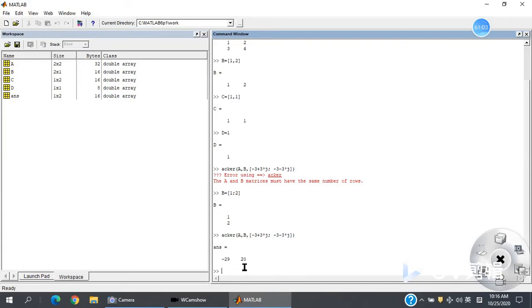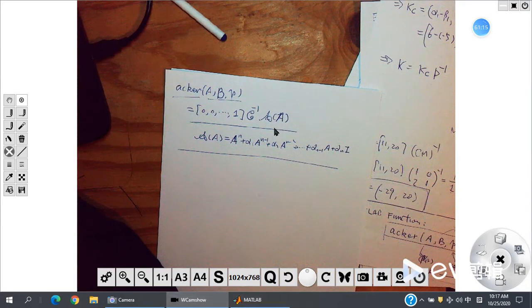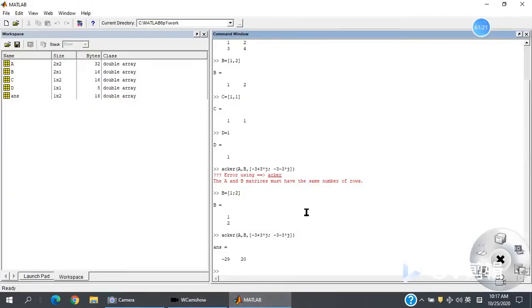Actually, you can work for a more complex case. And here we can also check whether it satisfies our formula, right? We said that actually it is this one formula. If we run this formula, what can we see? We can see it should be 0 and 1, right? Times C inverse.